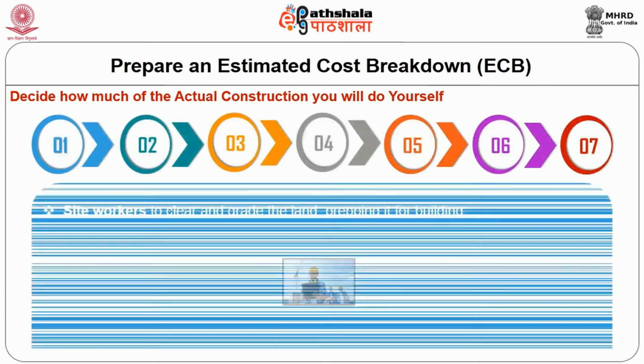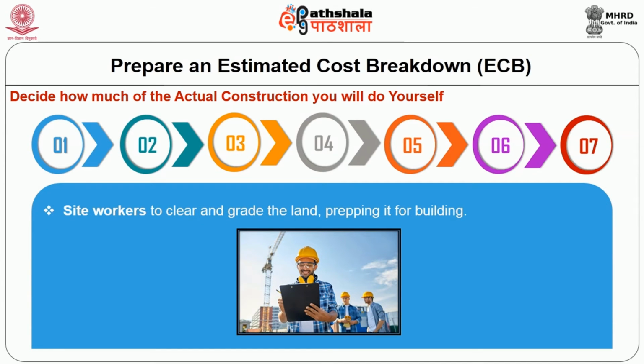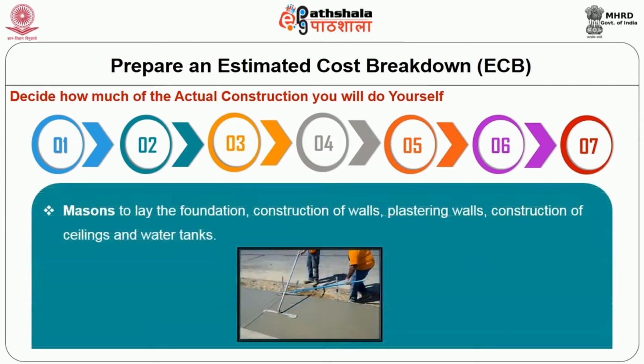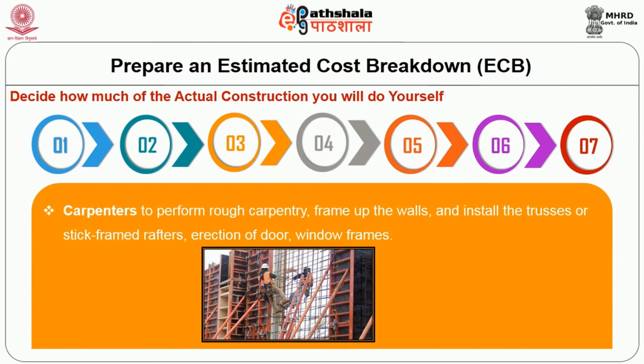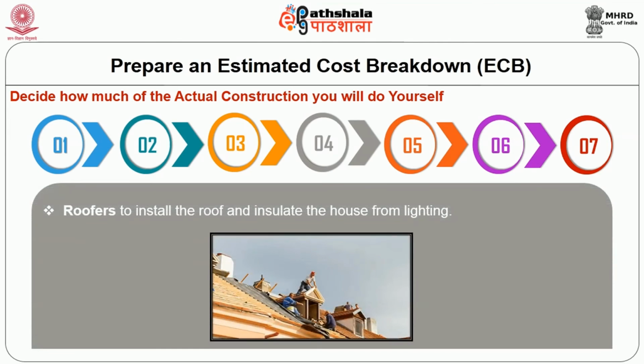Consider hiring out site workers to clear and grade the land, prepping it for the building. Masons to lay the foundation, construct walls, plaster walls, and construct the ceiling and water tanks. Carpenters to perform rough carpentry, frame up the walls and install the trusses or the stick-framed rafters, and erect the door and window frames. Roofers to install the roof and insulate the house from lightning.